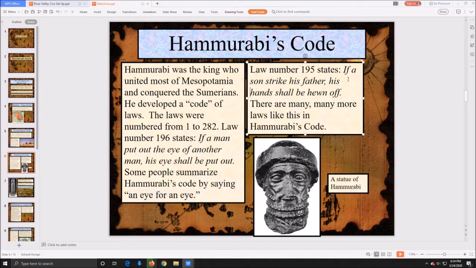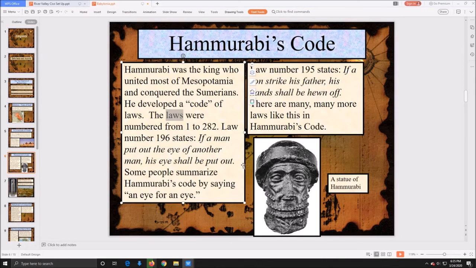Law number 195 states, this is another one of his laws, if a son strikes his father, his hand shall be hewn off. Hewn means cut off. All right. And for cutting off of hands and such, actually, before I talk about that, go ahead and make a number 1, and we're going to write down after number 1 just the word laws. So number 1 is just the word laws.